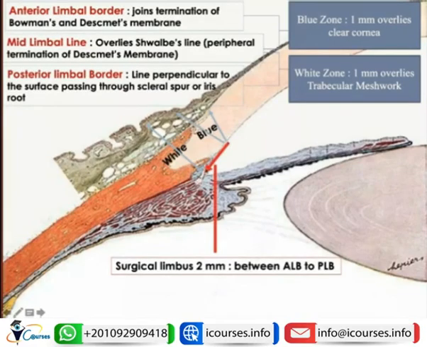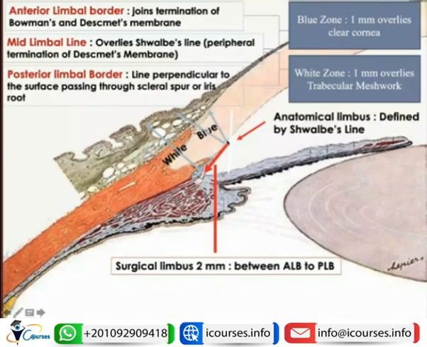From the anterior limbal border to the posterior limbal border, this is called the surgical limbus, which is 2 millimeters between the anterior limbal border and the posterior limbal border. While the anatomical limbus is just the Schwalbe's line. So the plane of the Schwalbe's line is called the anatomical limbus.